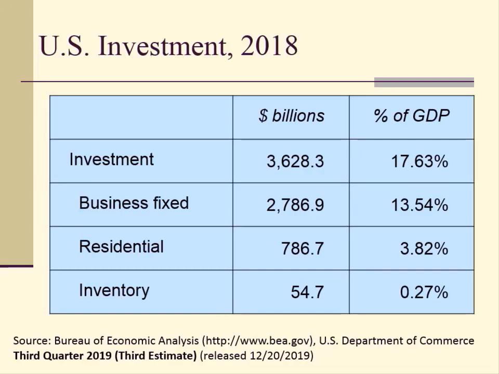And then residential fixed investment was approximately $786.7 billion, which was approximately 3.82% of GDP. And inventory investment was positive $54.7 billion, which was approximately 0.27% of GDP. So note that positive inventory investment means the change in inventory was greater than zero in 2018. That is, there was an increase in inventory versus 2017 in the US in 2018.